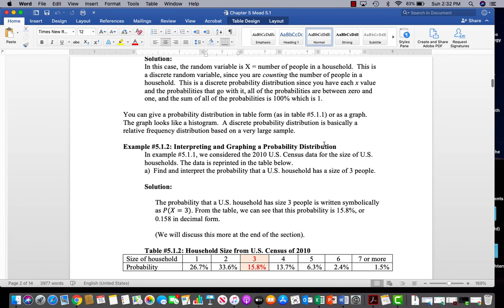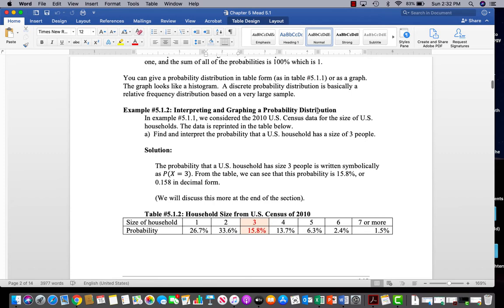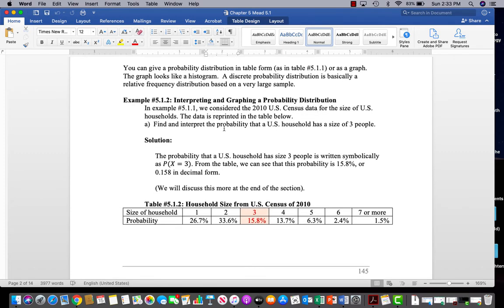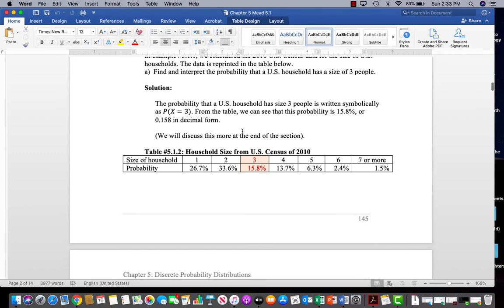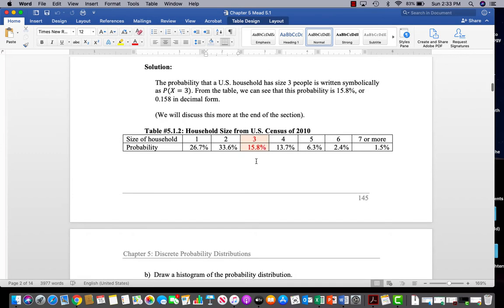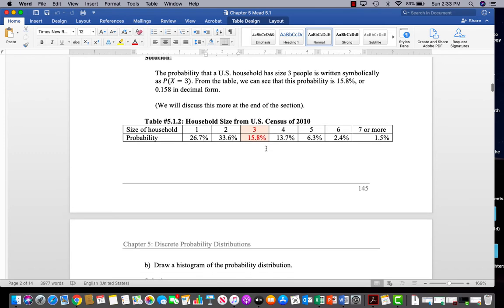Okay, so what can we do with this? Well, one thing we can do is we can make a histogram out of it. Another thing we can do is we can just look at what the probabilities mean. Okay, so looking at part 2, interpreting and graphing a probability distribution, we're going to use the same data, and now I want to find and interpret the probability that a household has a size of 3 people. Okay, so that's the part that's highlighted right here that's kind of red. If you want to find the probability that a household in the US in 2010 had 3 people living in it, then that's 15.8%, and it just gives you that directly out of the table. And we'll get more into that at the end of the section as we go through this chapter.